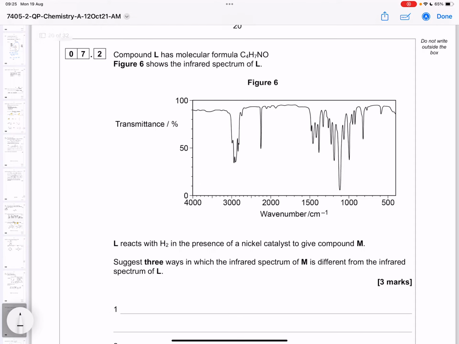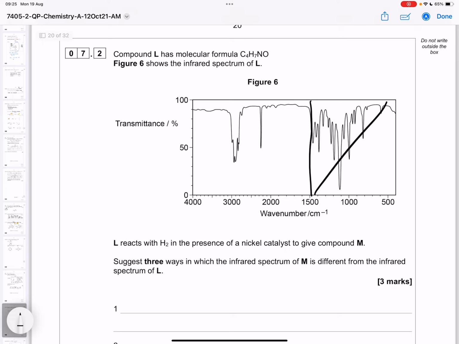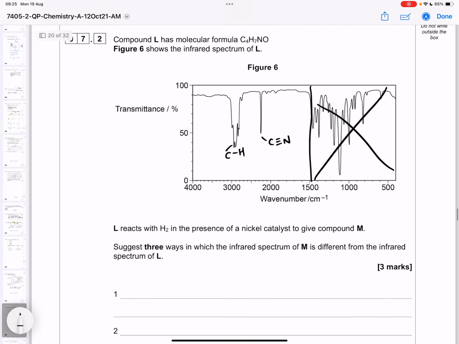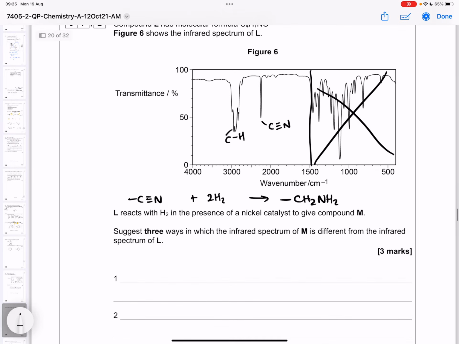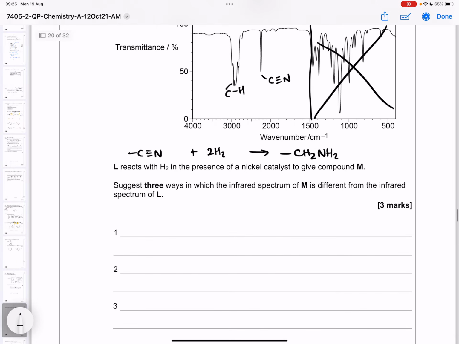Compound L has a molecular formula C4H7NO. So again, let's cross out 1500. Here we've got a C triple bond N, and this is our CHs. So this compound reacts with H2. So when that C triple bond N reacts with hydrogen, we end up with a CH2NH2 at the end of our compound to give compound M. The nickel catalyst is our kind of clue to the reduction, nickel and hydrogen.